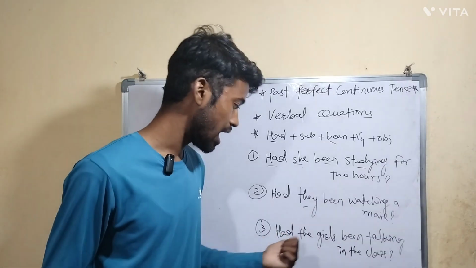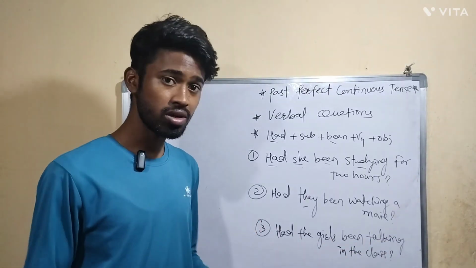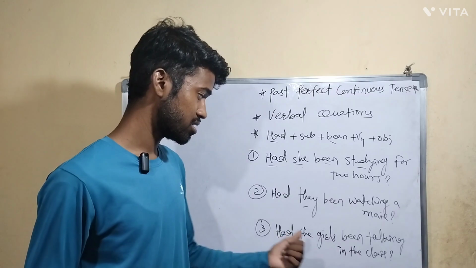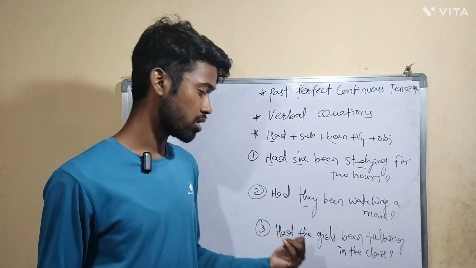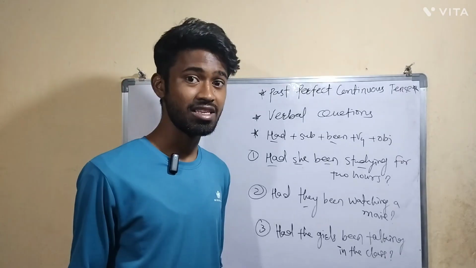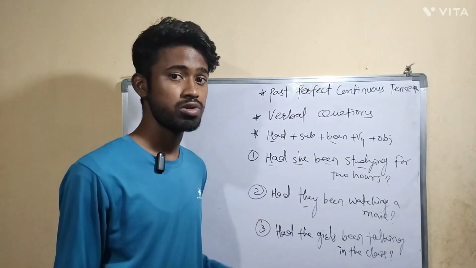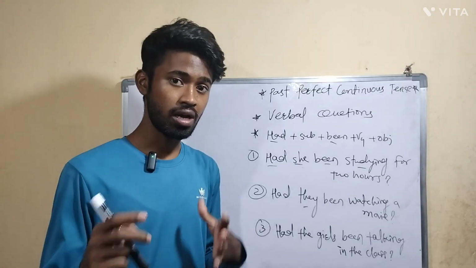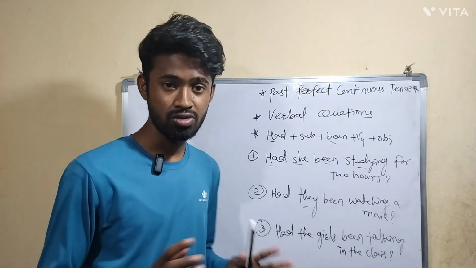Last one, had the girls been talking in the class? So what is the positive answer? Yes, the girls had been talking in the class. Negative, no, the girls had not been talking in the class. Okay, these are the verbal questions, or you can say yes-no type questions, and along with their answers I told you. Okay, now the last one, that is WH questions.